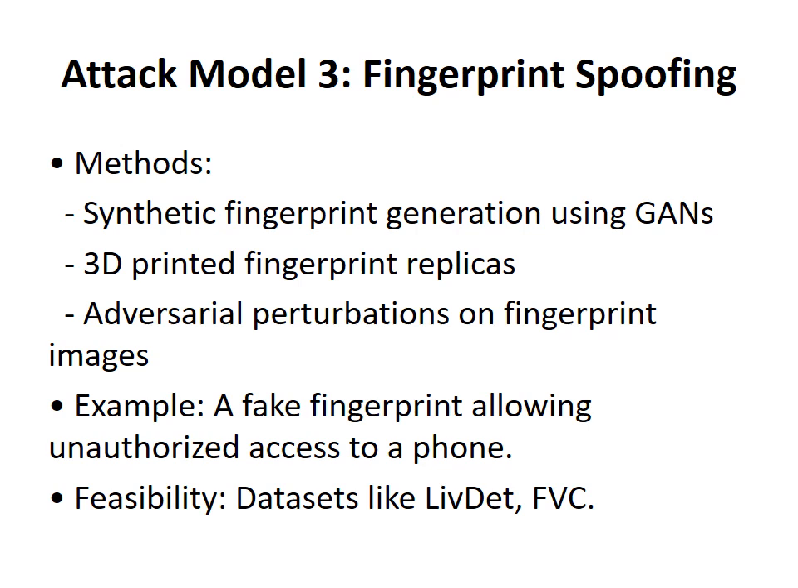Attack model type 3, fingerprint spoofing. Fingerprint authentication is also not foolproof. Attackers can create fake fingerprints using 3D printing or adversarial perturbations. So we aim to test how effective these attacks are and suggest ways to strengthen security on mobile devices. We could, for example, use publicly available datasets like LivDet and FVC. These contain real and spoofed fingerprint samples to test and refine the attack models against AI-driven fingerprint authentication systems.